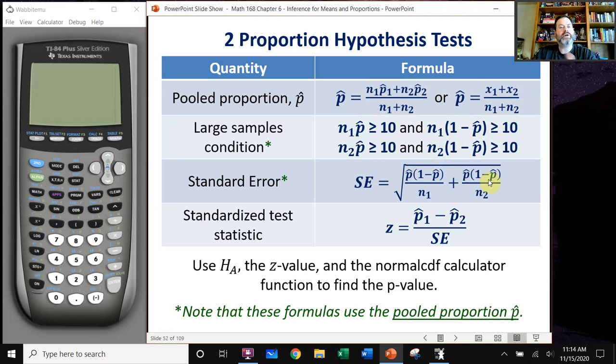Standard error, very similar to what we saw in example 1, we're just using p hat here, not p hat 1 and p hat 2. That's for confidence intervals. For hypothesis tests, anytime you see a p hat 1 or 2, it's replaced by this p hat.